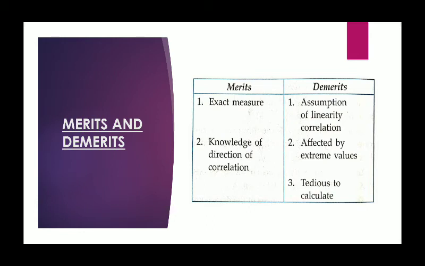Next comes tedious to calculate. This method of calculating the correlation coefficient is tedious and time consuming. Yes, it is very time consuming because a lot of calculation is there, a lot of table formation, then substituting the values, so it takes time. So this was it for correlation coefficient using Karl Pearson's method. Merits and demerits, short you can do for exam. Moving to the another method.